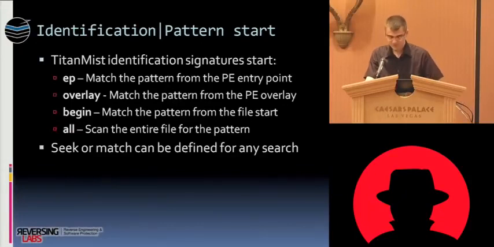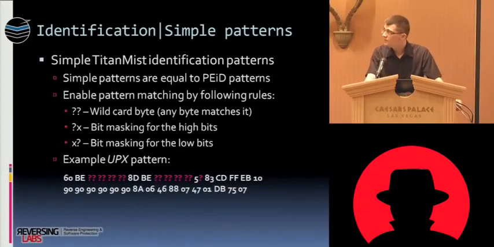from that reference point. Now the simple patterns, if you used PID before, it has the user database which contains lots of these signatures. And the most basic signature type is the one we refer to as the simple one. It enables you to create a simple pattern that identifies the format. So we can have wildcards, which match any byte in the sequence, or you can have bit masking that matches either the high or the low bit. So for example, if you look at the screen, that's the simple UPX pattern that has wildcards for both the byte and the bit masking options.